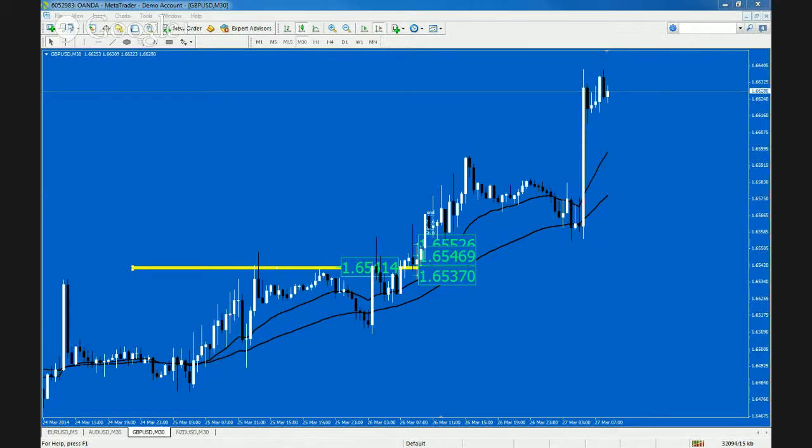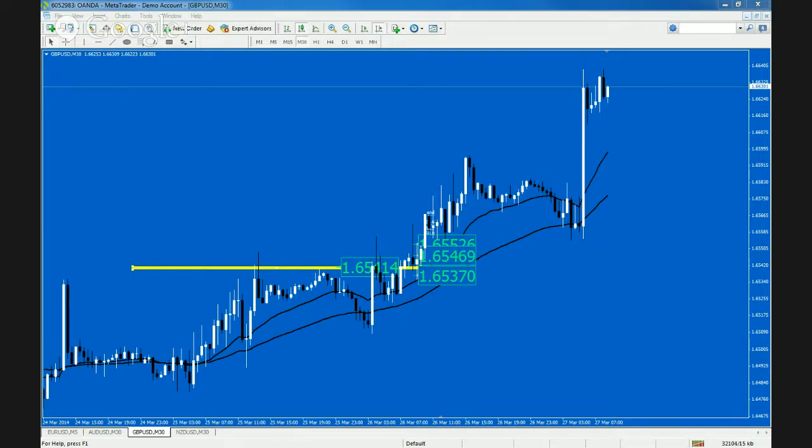So please don't, just because you know which way price is going to go, which I'll explain to you 90% of the time, think that means you're going to make money, because you still have entries and exits and risk management, all that stuff that you have to get right.